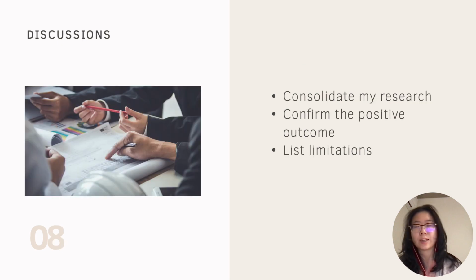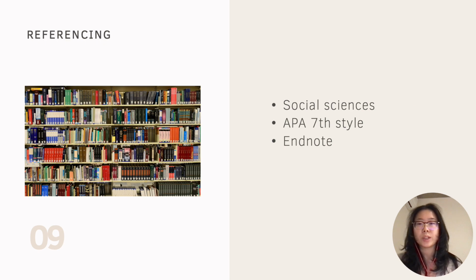In this discussion section, I consolidate my research, confirm the positive effects of supply chain to the environment, and list the limitations of the research and things to explore in the future. To this point, the main contents are finished. In terms of referencing, this research falls under the field of social sciences, therefore I applied APA 7th referencing style, and I used EndNote introduced in class as the referencing tool.